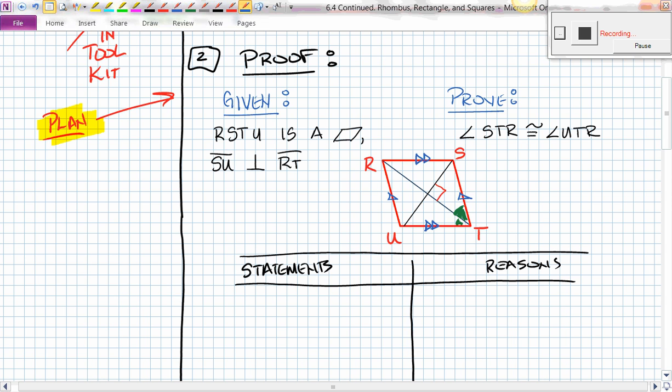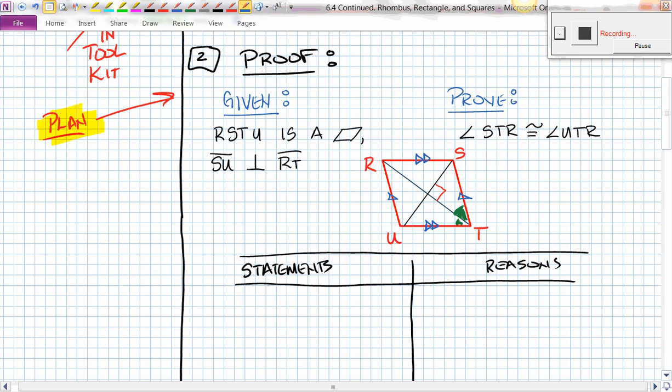Something to do with opposite, or something to do with these angles, trying to prove that they are congruent. So I'll give you a minute to copy this down. We're given that RSTU is a parallelogram, and we're given that SU is perpendicular to RT, and we're trying to prove that angle STR is congruent to angle UTR. So we're going to create a plan and then prove it.